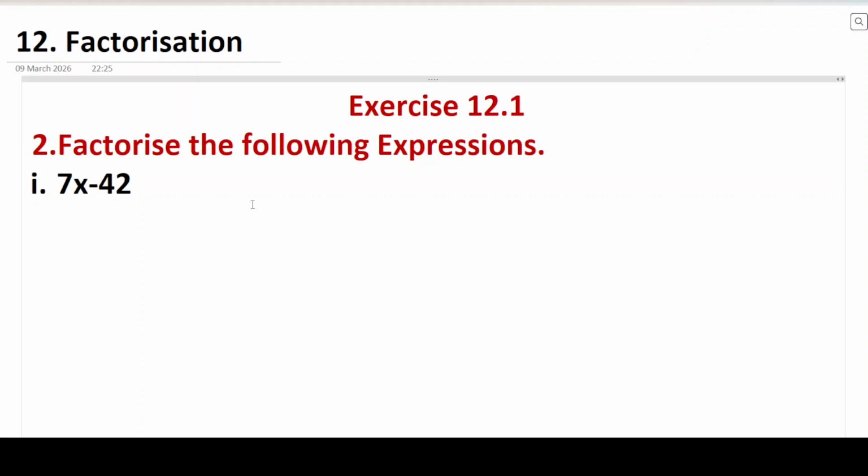Today we are learning factorization, exercise 12.1. Factorize the following expressions. First problem, 7x minus 42. We have to find the factors. So 7x we can write as 7 into x. 42 factors: 7 sixes are 42. So what is the common factor in 7x minus 7 into 6? 7 is the common factor. Take the 7 out from here, and x minus 6.